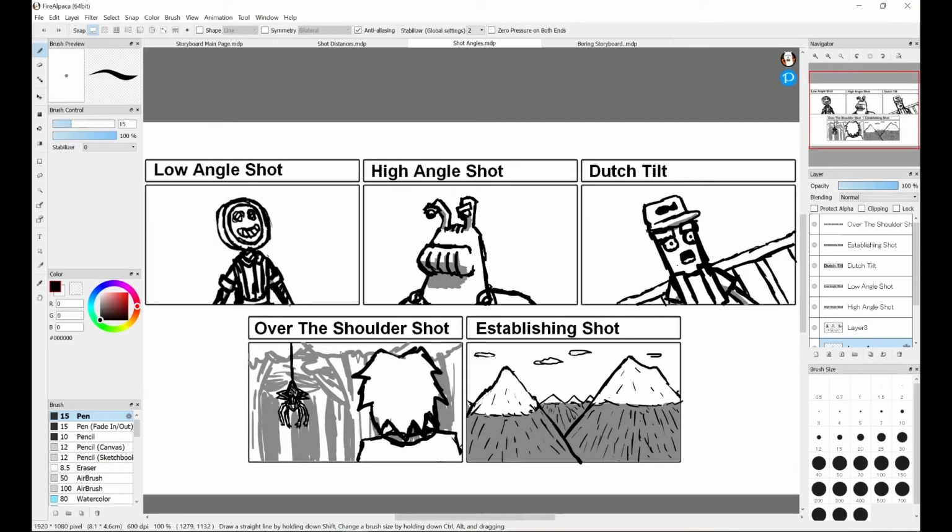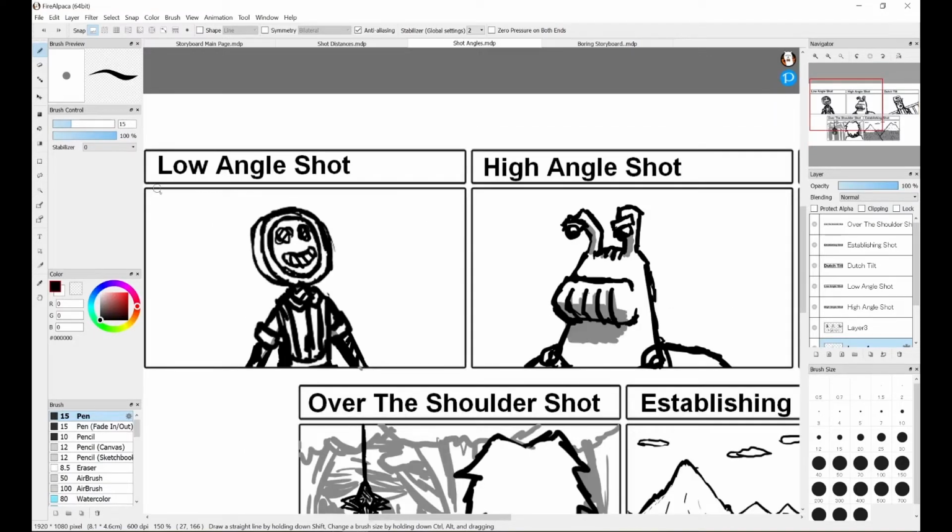After you have your distance figured out, you may want to consider your angle. Now that's not too common. Most shots are at a normal angle facing straight towards a character, but there's a lot you can do. It's very effective to change the angle if you want to convey something. So the two most common types of different angles are the low angle shot and the high angle shot, and they basically have the effect of looking up at a character and looking down at a character respectively, making them look bigger and making them look smaller, and the effects that come from that.